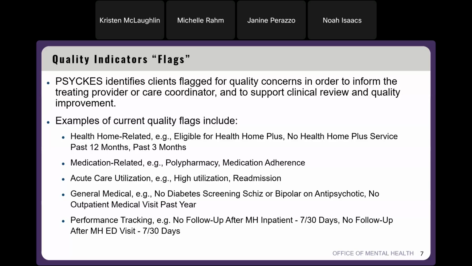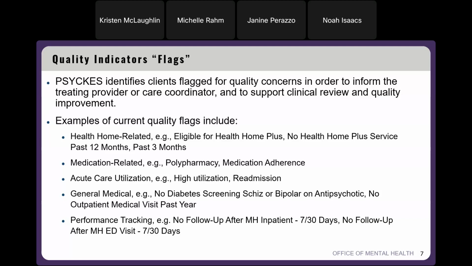So here's just an example of some of our flags. Having an understanding of who's health home enrolled or eligible for Health Home Plus services, medication related, somebody who's on multiple antipsychotics, multiple antidepressants, or those that aren't actually adhering to their medication, that they're not on their antipsychotic medication for 80% of the treatment period. We also have a lot of the hospital-related flags. So high utilization, people who are going in and out of the hospital with that readmission flag, or people who are going to the hospital 2 or more, 4 or more, 10 or more times in a year. That's going to be captured within these flags.